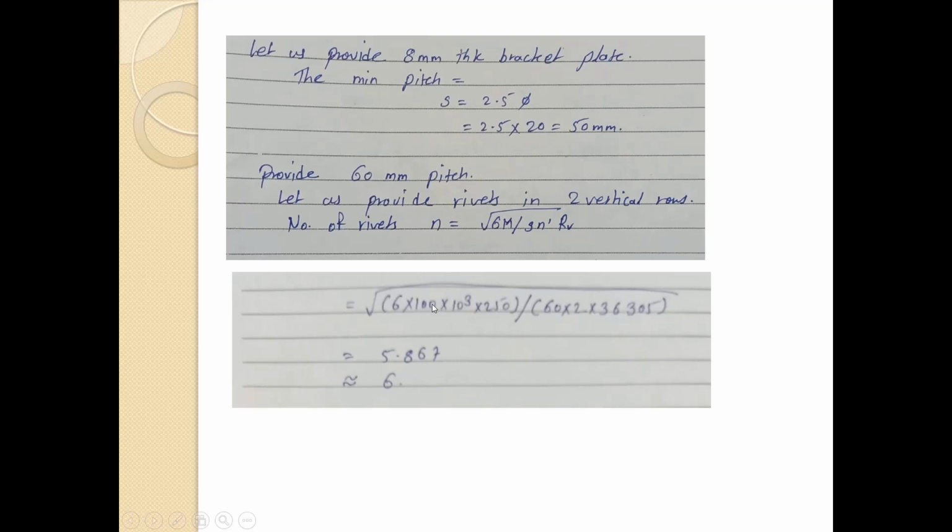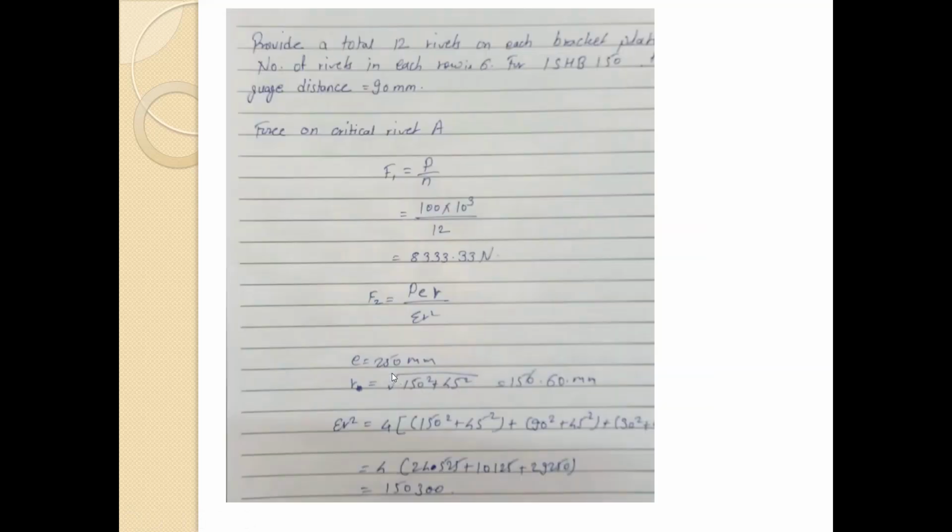M is the moment over here, that is force into eccentricity, and this pitch is 60, the number of rows is 2, and this is the rivet value in newtons. So we are getting the number of rivets in one row as 6. So provide a total of 12 rivets in each bracket plate. The number of rivets in each row is 6. For ISHB 150 the gauge distance is 90 mm, which is given in the steel table.